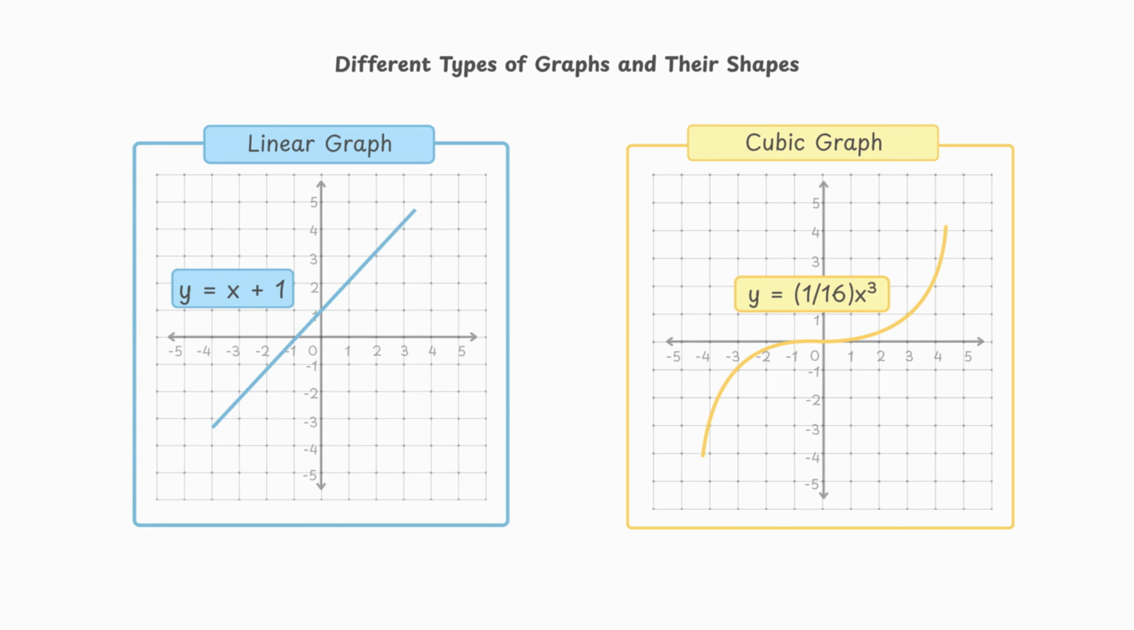So the key idea here is to recognize the shape. A straight line means linear. A curved S-shaped graph means cubic. By looking at the shape, you can begin to identify the type of graph without even needing the equation. Now, let's look at two more types of graphs and focus on their shapes.